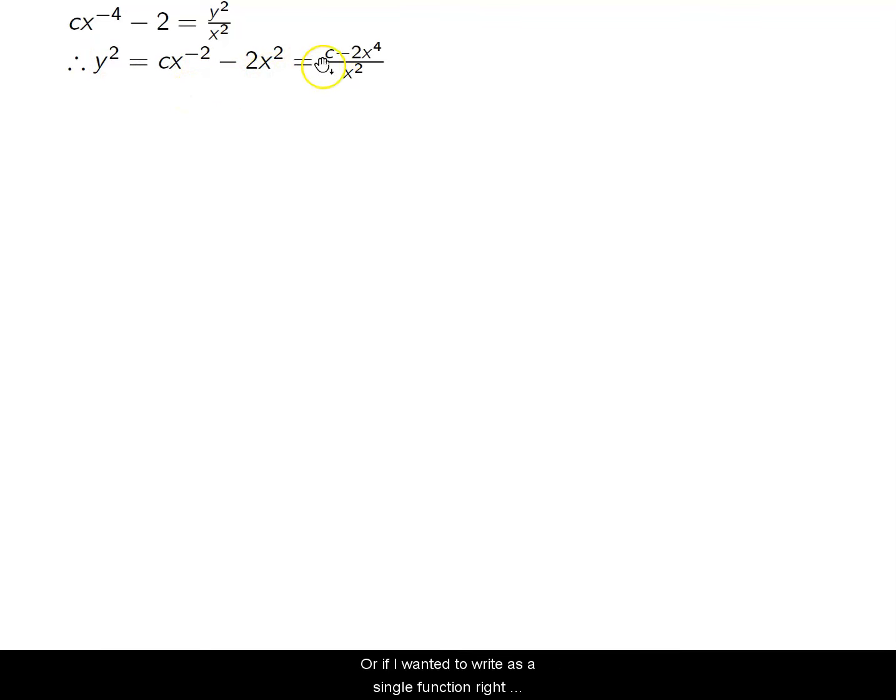Or if I wanted to write it as a single function, right? Because this is c over x squared minus 2x squared. So the common denominator then is x squared. So I multiply this top and bottom by x squared, which turns that to an x to the 4th. Right? So I can write it like this. If I don't like negative exponents, I can combine it into a single rational expression. And then now I would use my initial conditions to solve for c.